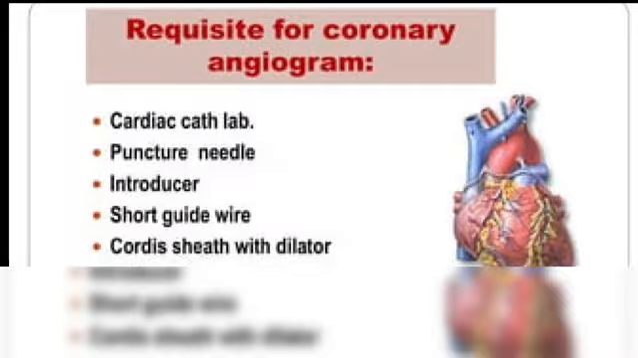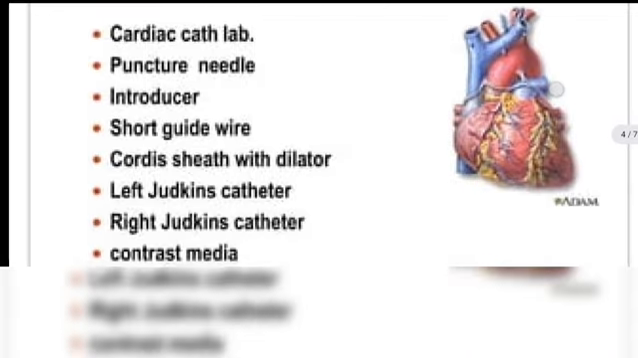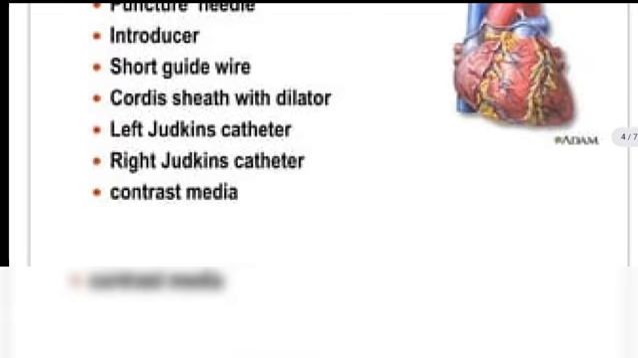What are the requisites required for a coronary angiogram? First is the cath lab. Next are a puncture needle, introducer, short guide wire, cordless sheath with dilator, left Judkins catheter, right Judkins catheter, and also a contrast media. These are the main requirements.